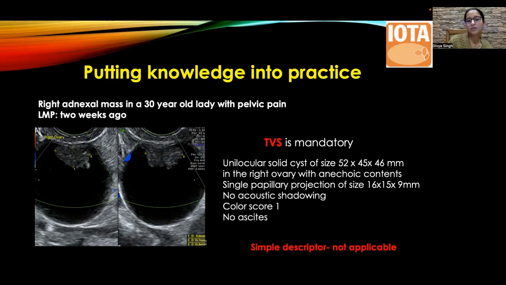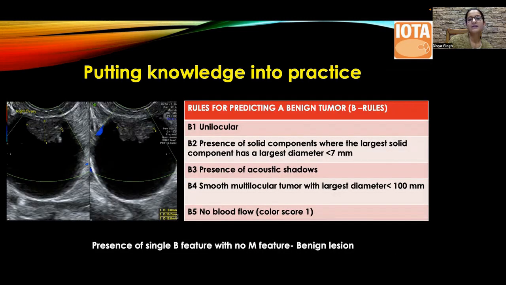Then let's see if we can use the simple rules. And first, as I said, we need not remember the rules, just have a chart next to us. So let's see, B1. Is it unilocular? No, it is unilocular solid. Now it has a solid component, but does the solid component have a largest diameter less than 7 millimeters? No, the largest diameter is above 16 millimeters. So B2 also doesn't apply.